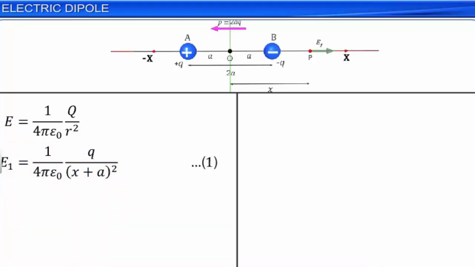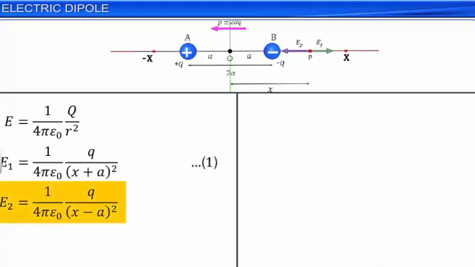Similarly, the magnitude of the electric field strength E2 due to the charge minus q is equal to 1 by 4 pi epsilon naught q by x minus a square. Let this be equation 2. The direction of this electric field is in the direction of the dipole moment. The point P is nearer to the charge minus q than the charge plus q. As the distance of the point P from minus q is lesser than that from plus q, the magnitude of the electric field strength E2 is greater than E1.